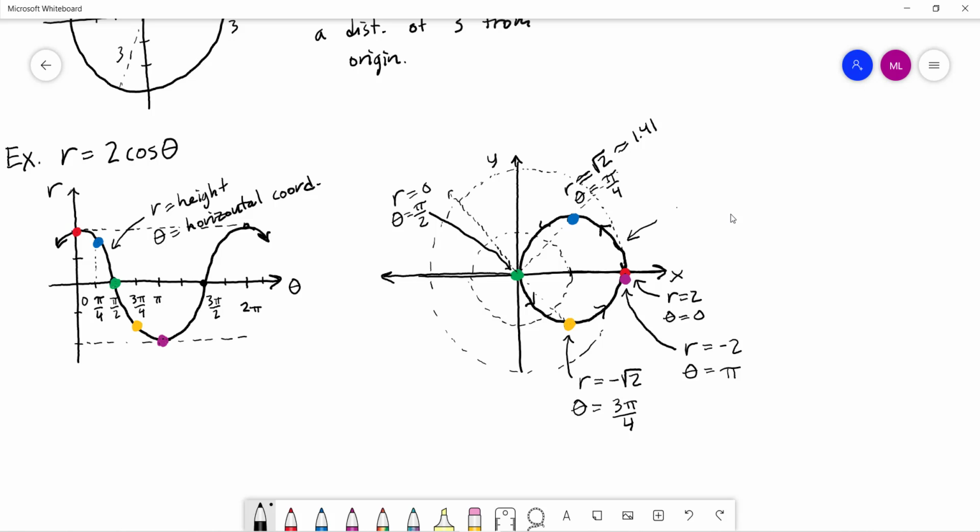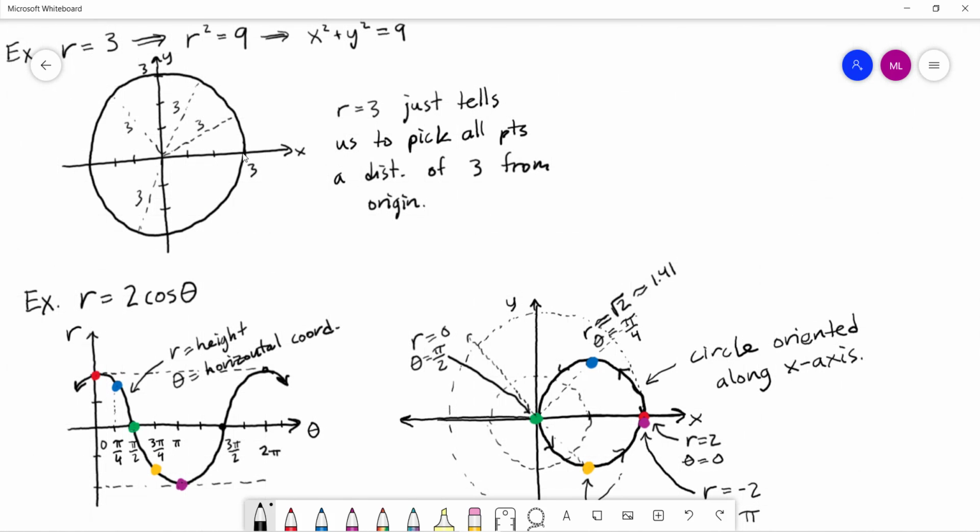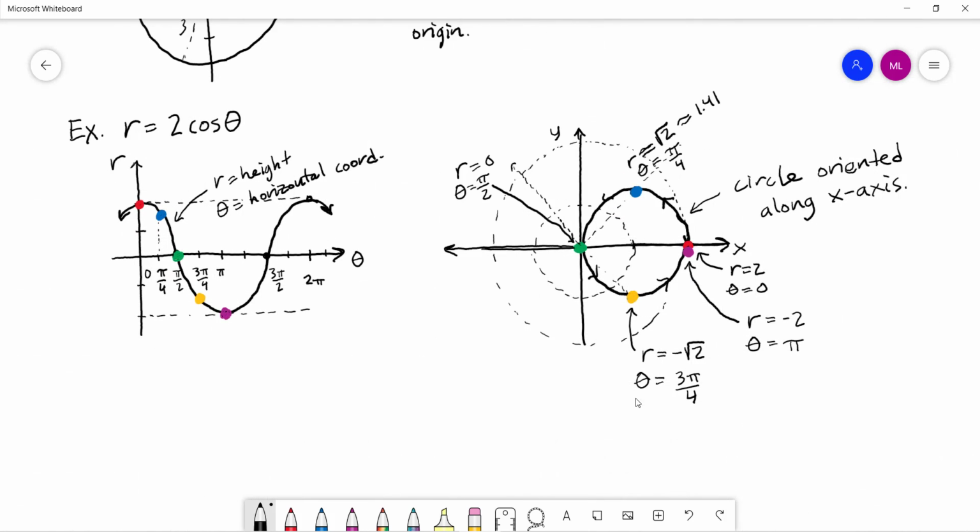And what we get is a circle oriented along the x-axis. And it turns out normally to get around this circle that's centered on the origin, we have to go from 0 all the way around to 2 pi, do a full rotation. But to trace out this circle, we only needed to go from 0 to pi, as it turns out. So basically, if you see r equals 2 cosine theta, or r equals any constant times cosine theta, you're going to get a circle that looks like this.